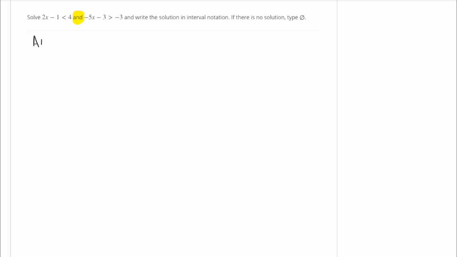So if I have "and" in an inequality problem, that is going to translate to the intersection. If I have the intersection, you can think about that as what they have in common or what's overlapping. And so it all comes from that word "and". So I need to work out each inequality and figure that out.